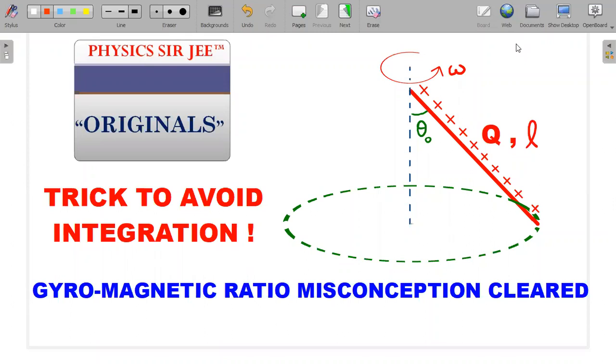I've brought forward to you a nice interesting problem on avoiding integration whenever the magnetic moment of a charged body which is being rotated purely about a particular axis is given. You might have heard about gyromagnetic ratio, but in this particular video we are going to highlight not just how to use it but how not to misuse it. So let's try to understand the formal wording of the question.